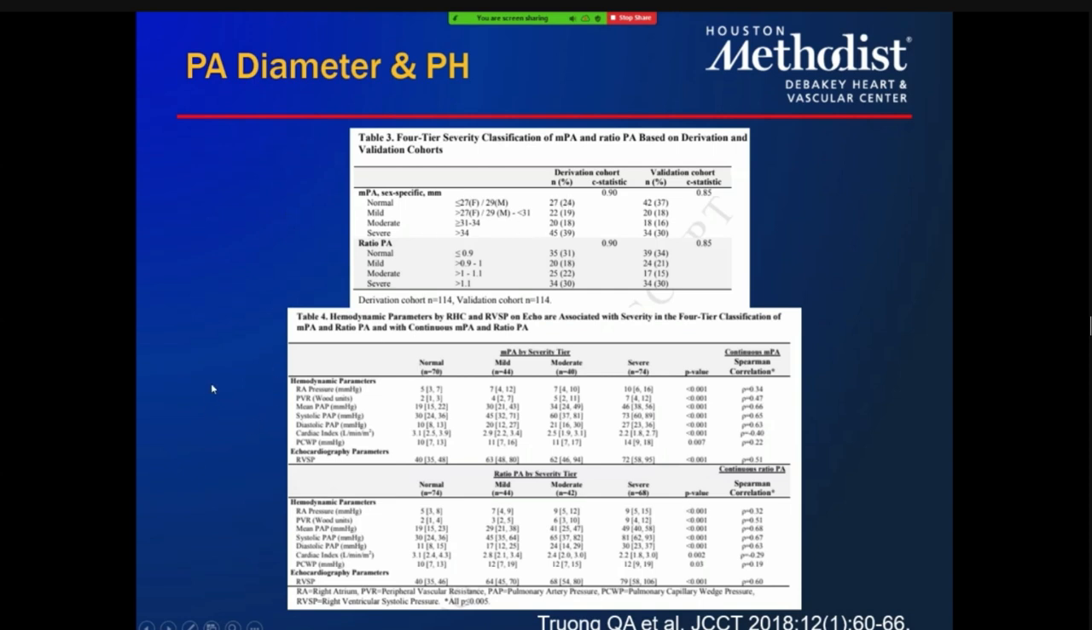The most specific cutoff in the CT world is about 3.4 centimeters, but normal is anything less than 3, and between 3 and 4 there are different tiers. Keep in mind, 34 millimeters and above is probably a little more specific for pulmonary hypertension. But just because you see an enlarged PA, that does not automatically mean pulmonary hypertension. Pulmonary hypertension is actually a pressure diagnosis, a mean pulmonary pressure of greater than 25 millimeters of mercury.